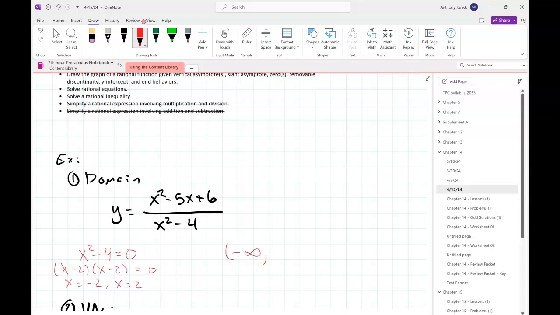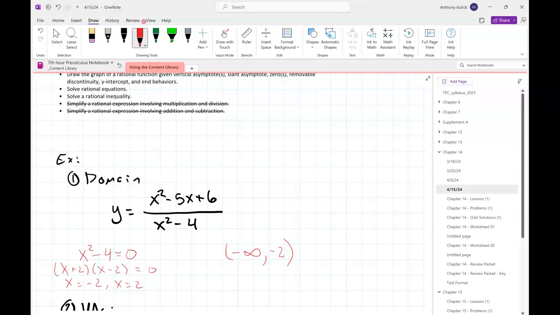Which one should come first, negative 2 or positive 2? Negative 2 because it's smaller, right? The smaller number should be the first thing, okay? And why am I using a parenthesis there rather than a bracket on the negative 2?